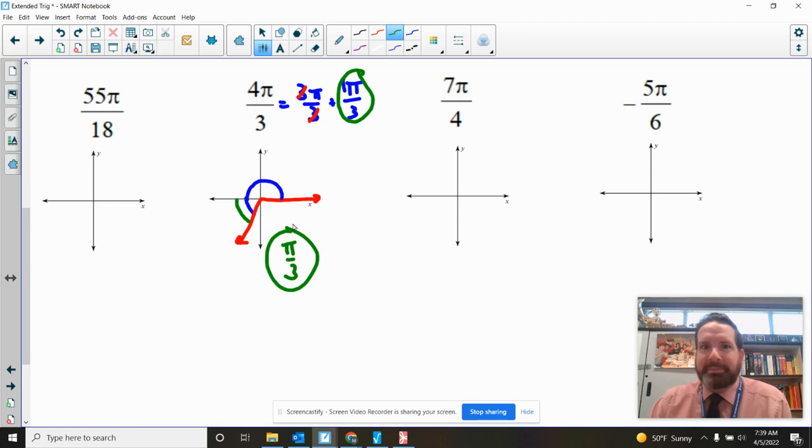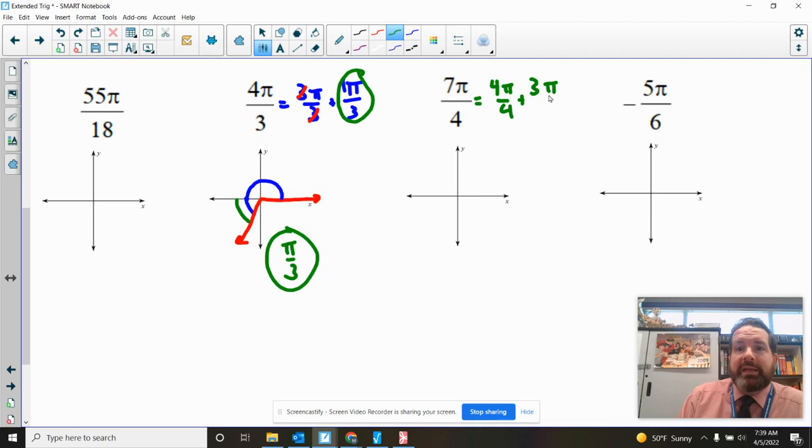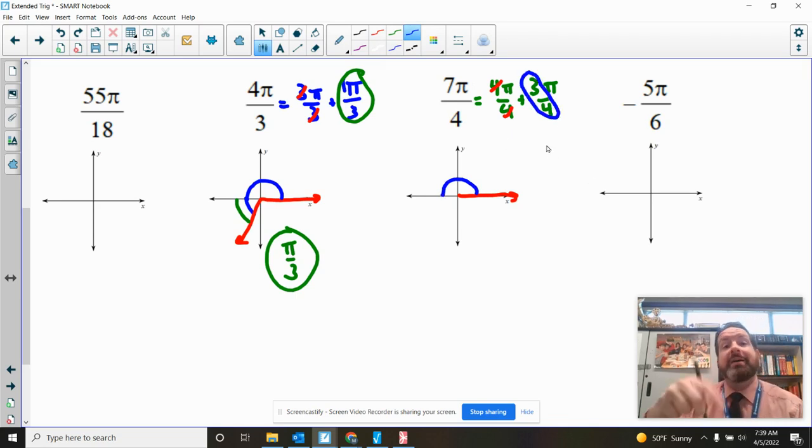Let's go again here. So take a look at 7 pi over 4. I want you to write this as 4 pi over 4 plus 3 pi over 4. This is just a half turn. So we got a half turn going on. This then tells me the fraction of the second half turn that I need to go. So 3/4 of the way.